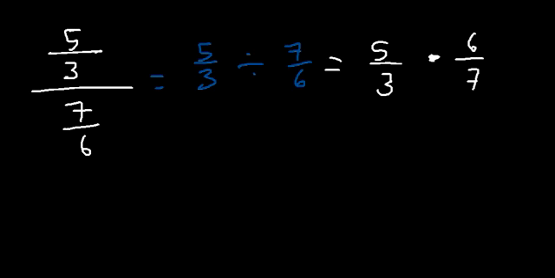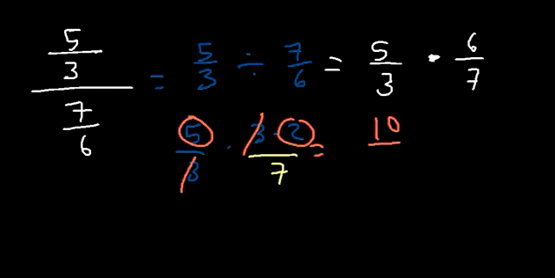Now for this example, we can rewrite 6 as 3 times 2 because we can cancel the 3's. And so then it's 5 times 2, which is 10 over 7. And that's it. The answer is 10 over 7.